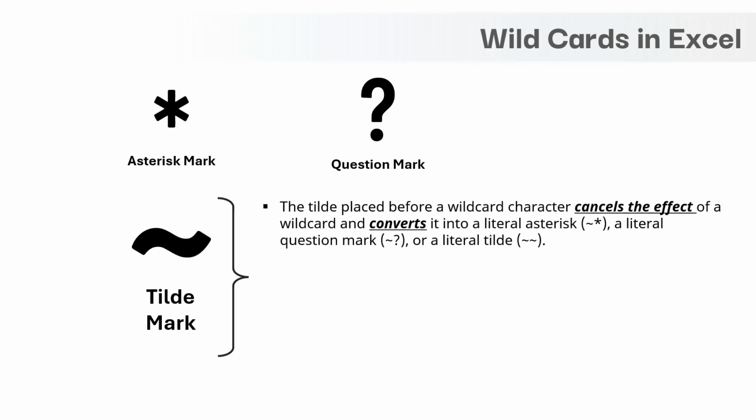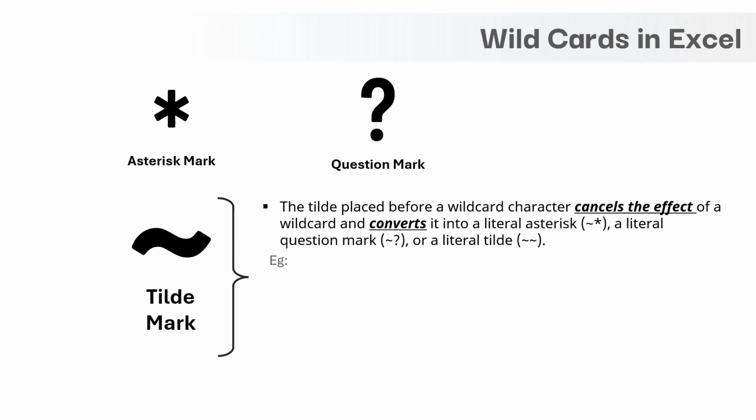Say for example, we want to match a few words which already have an asterisk mark or a question mark in them. And since these are wildcards, we cannot use these characters again to filter the words. So to fix this challenge, tilde mark was introduced and its role is to nullify or cancel the effect of the wildcard character in any word and make it behave as a literal text.